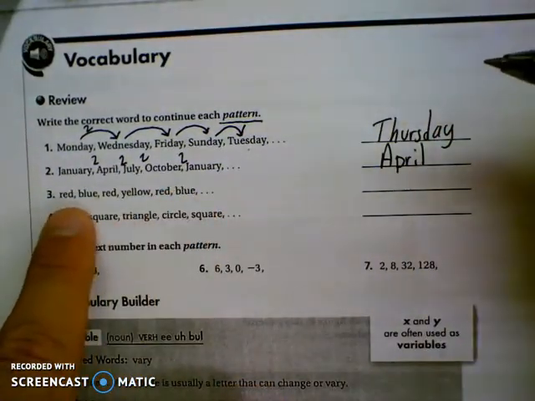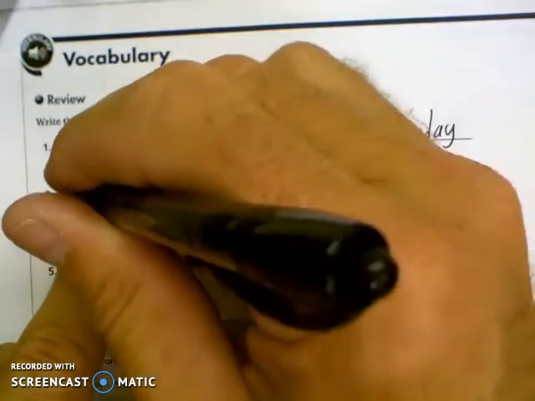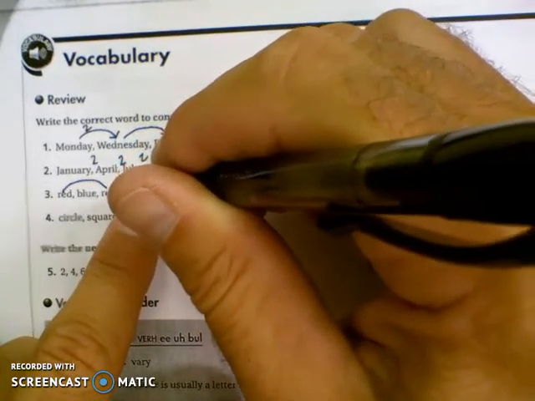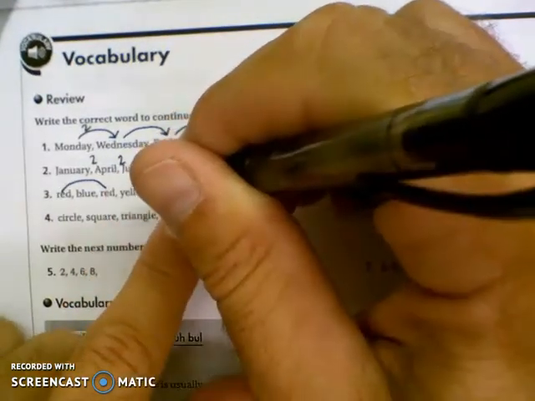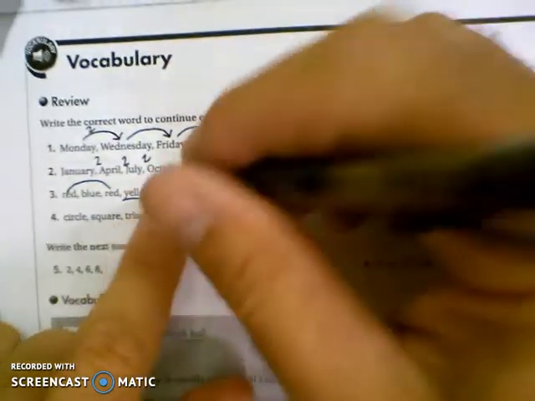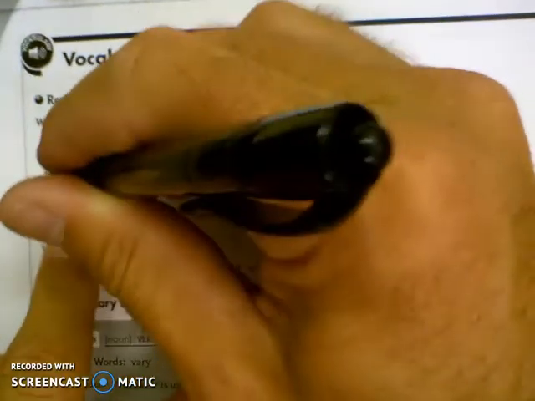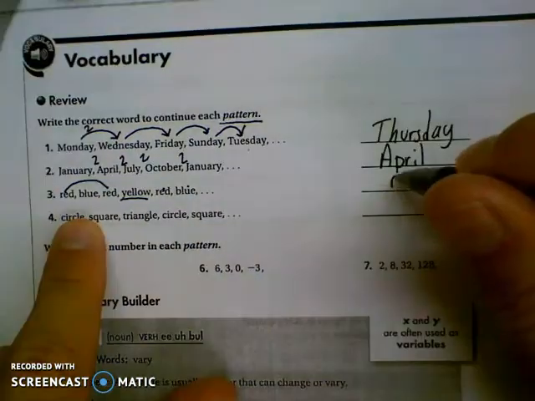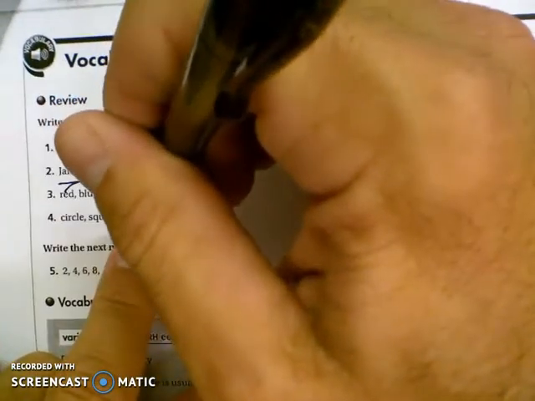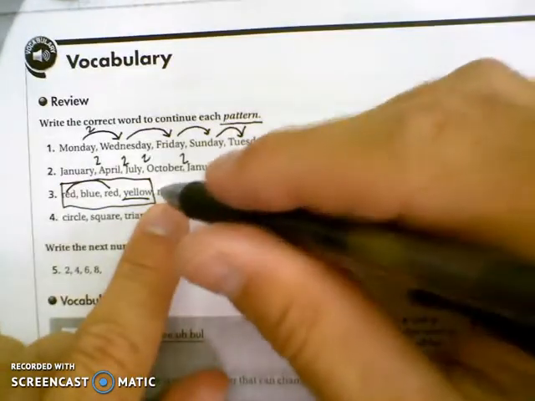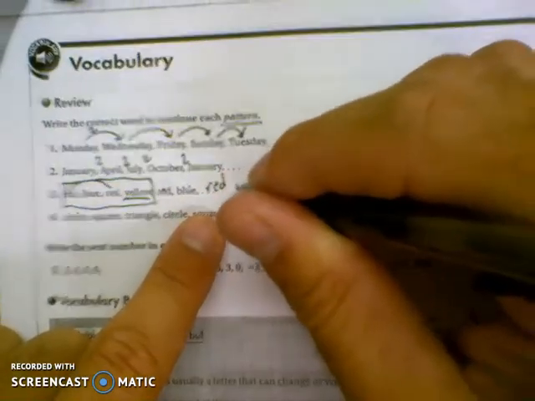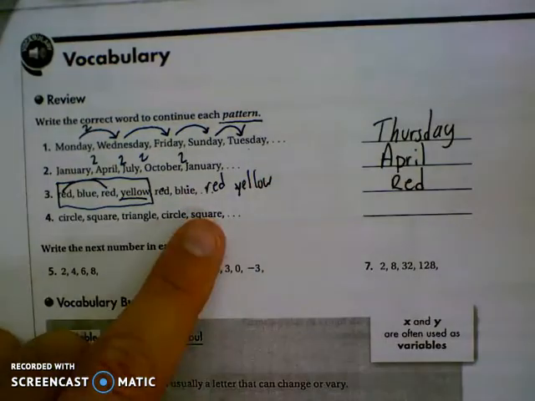Next, we have colors: red, blue, red, right? So you have red here and here. Then you have yellow, red, blue. So this yellow is a little crazy guy here. This one's going to be a little more difficult. So the answer is going to be red. But why? Because you have red, blue, red, yellow. Here is the pattern. So the next set will be red, blue, red, yellow again. So you have red here, and you have yellow next. That one's a little more difficult.